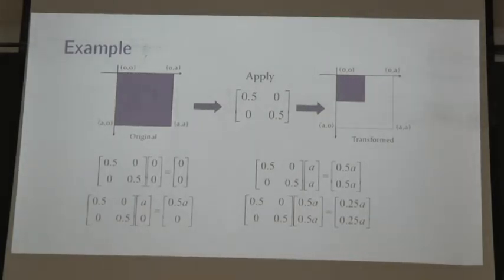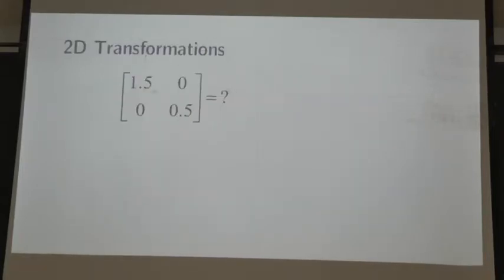Normally for images, do we take the coordinates and then transform them? We'll come to this, how you actually work. Okay. So what would this transformation do then?